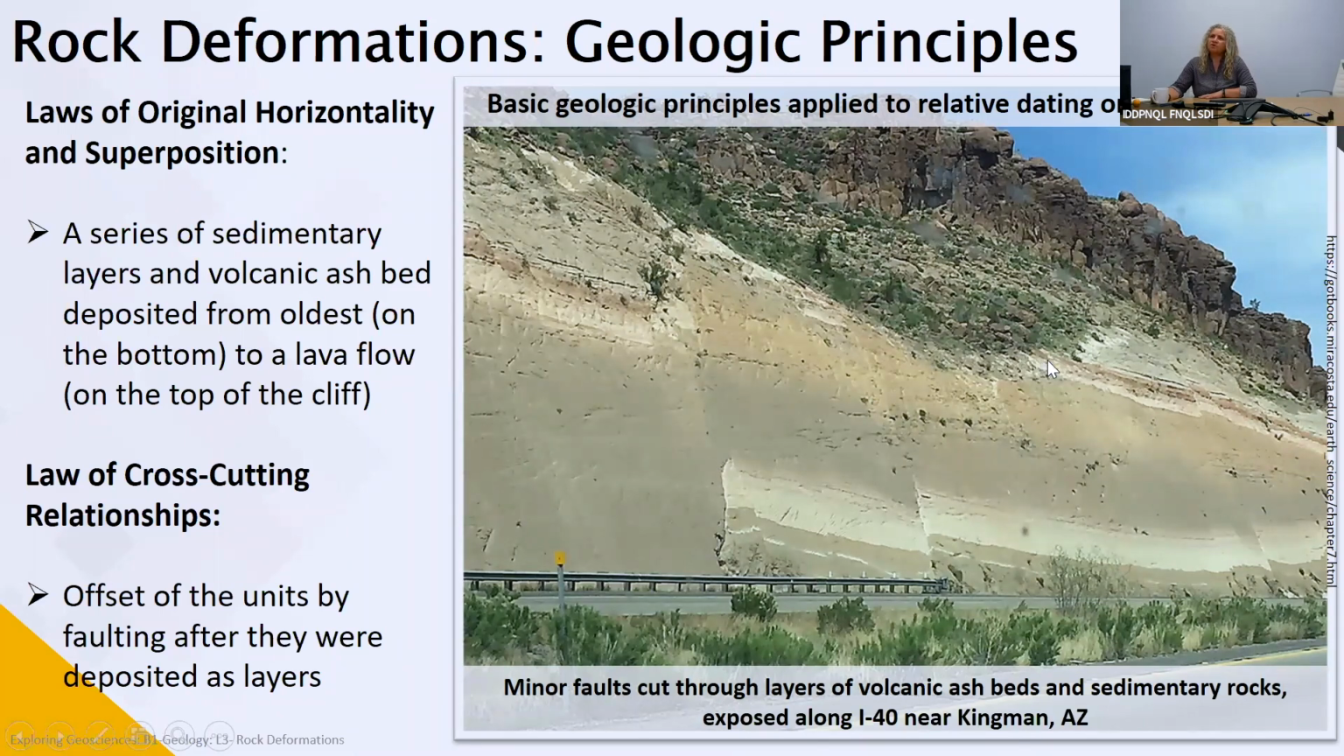And if we walk along the beds, which we usually do to see what happened, we see a block going up or down. So we know that these faults have to be younger than the deposition of the beds. So the law of cross-cutting relationships shows that the offset of the units, the faulting, must have happened after they were deposited as layers. So it is a question of logical observations.